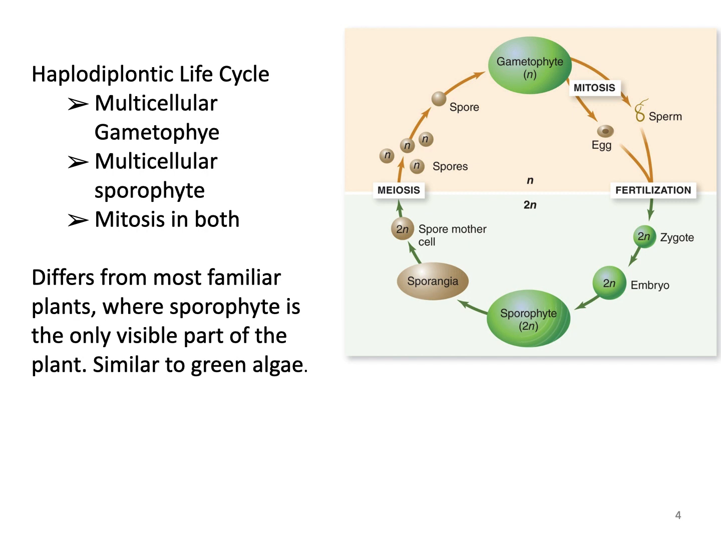In most familiar plants, the sporophyte is the major part of the plant, the diploid body. But in the bryophytes, both the sporophyte and the gametophyte are multicellular and are present in significant amounts. The gametophyte is not small and just a sperm and an egg or a pollen and something like that. It's actually pretty large.